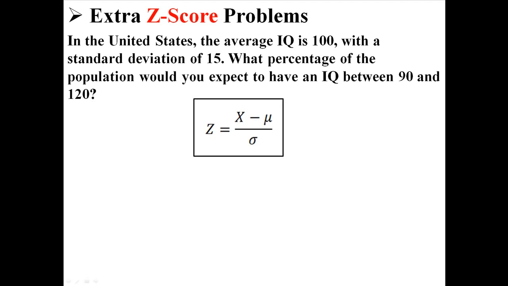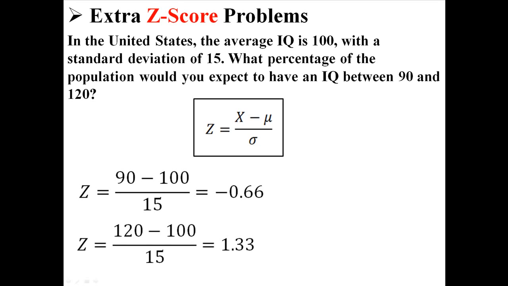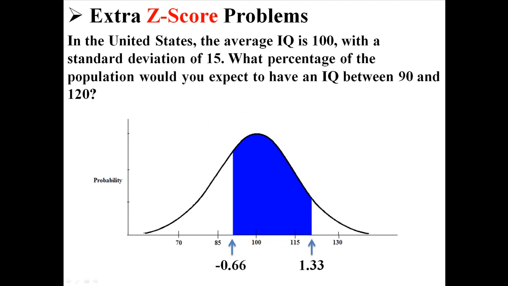So we have the z equation, and we're going to need to calculate z for both 90 and 120. In the first one, it's just 90 minus 100 divided by 15. I get negative 0.66. And for the second one, it's 120 minus 100 divided by 15. I get 1.33. So the score of 90 is 0.66 standard deviations below the mean, and the score of 120 is 1.33 standard deviations above the mean. Now you can see those two z-scores are associated with 90 and 120.